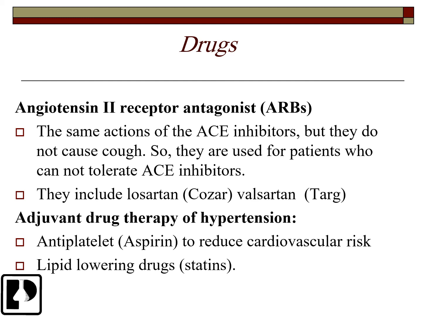Sometimes we need to use adjuvant drug therapy for hypertension: an antiplatelet like aspirin to reduce the cardiovascular risk, and a lipid lowering drug, a group of drugs called statins. Antiplatelet to prevent thrombosis, and statin to lower the cholesterol and triglyceride, because these lipids will be precipitated in the wall of the artery, making the artery narrow and increasing the blood pressure.